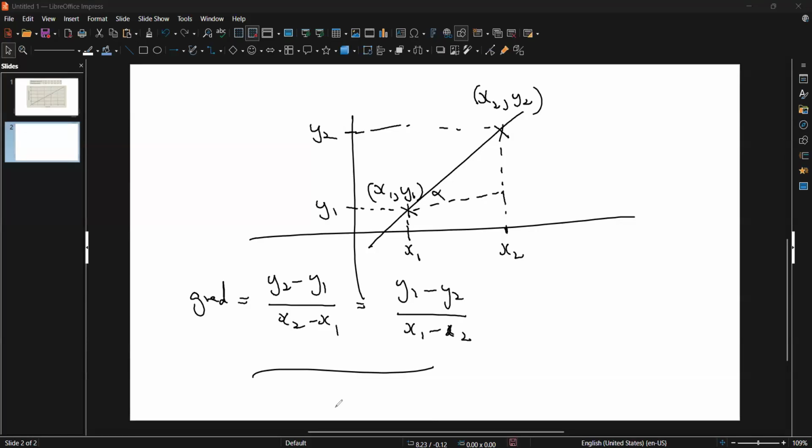And therefore, you need to know how to calculate a gradient. Okay, you might very well be asked that. You're going to be asked that.